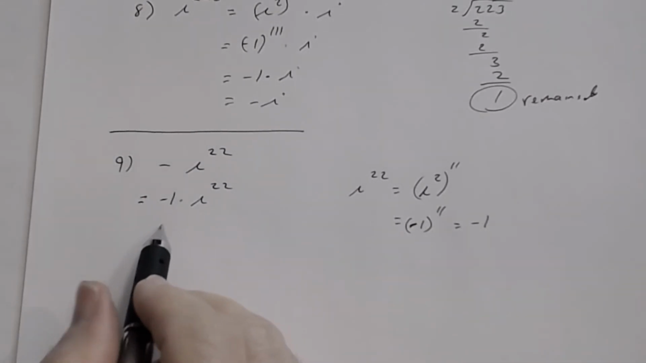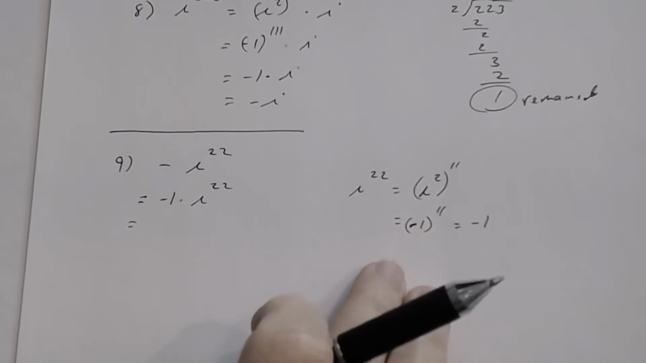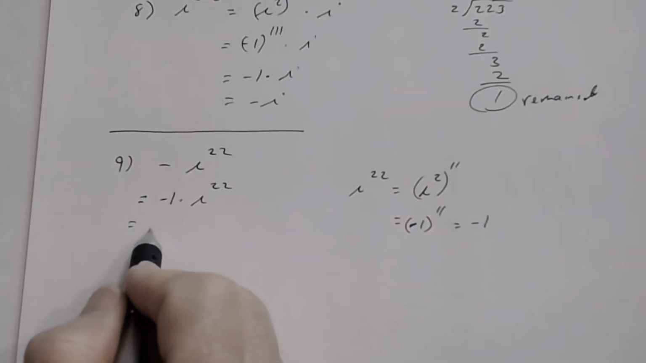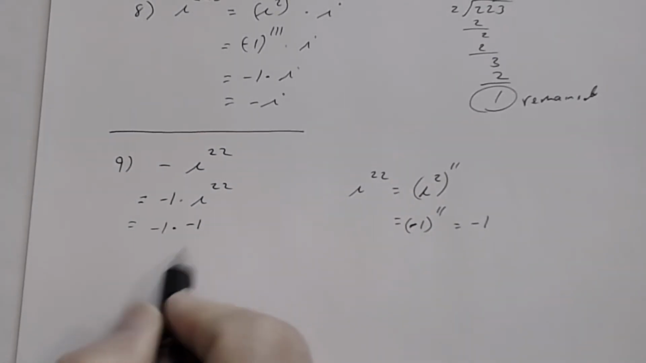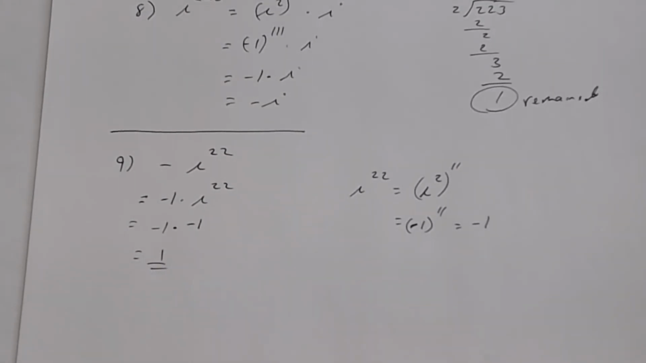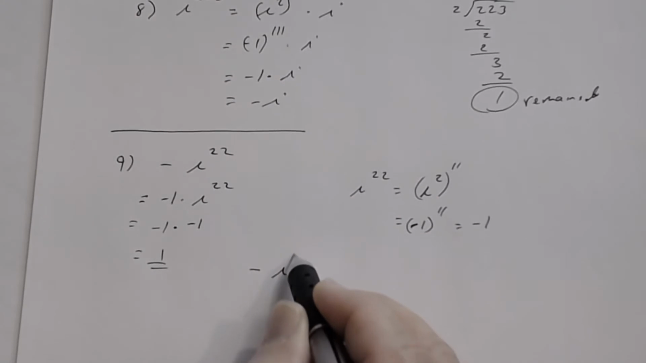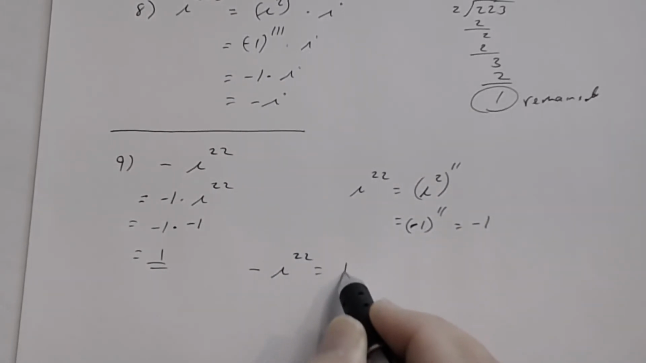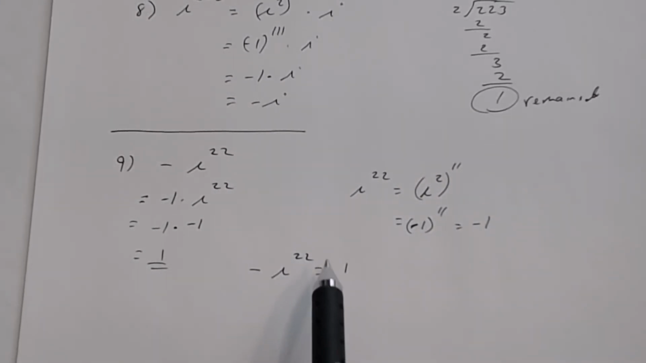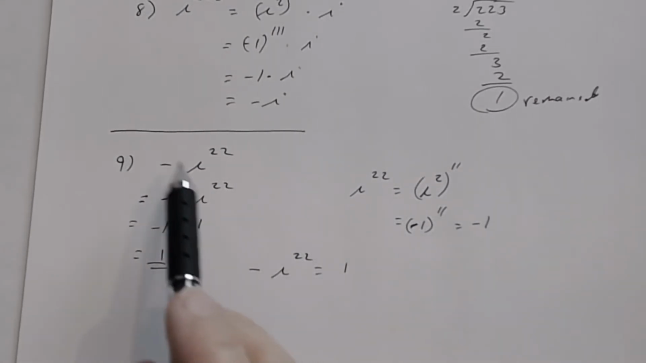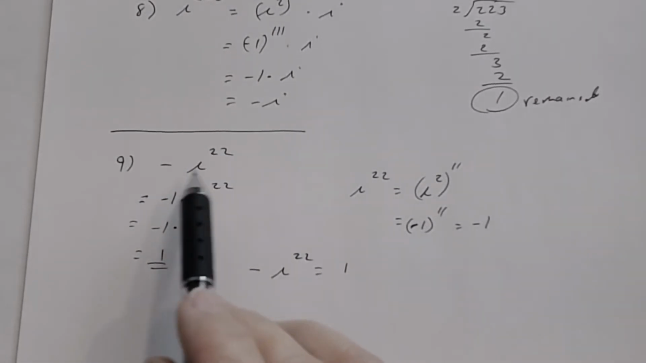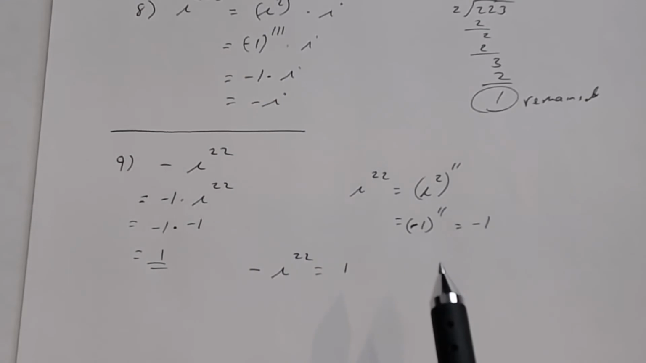And so now what we have is this. So now you take what you saw here and bring it here. So I have negative 1 times the negative 1, which is a positive 1. All right, so what we found is that negative I to the 22nd power equals positive 1. So that's how you're going to approach problems that have a negative, beyond what we just saw in 1 through 8.